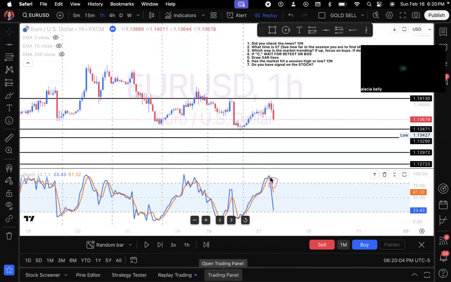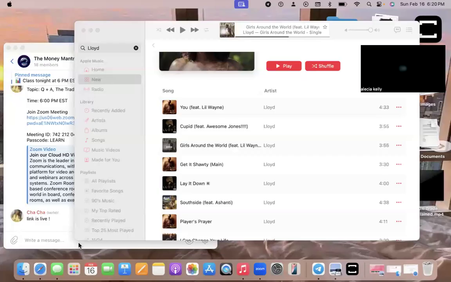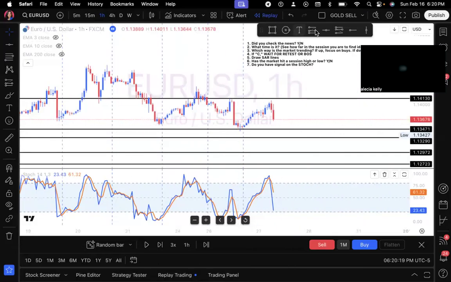So I have strong sell signals on my stochastic. I have that rejection from yesterday's high, and I have a lot of things that are setting me up for this sell. So what you can do is, if you feel like the market conditions are right, you can set your sell or you can set a pending order.